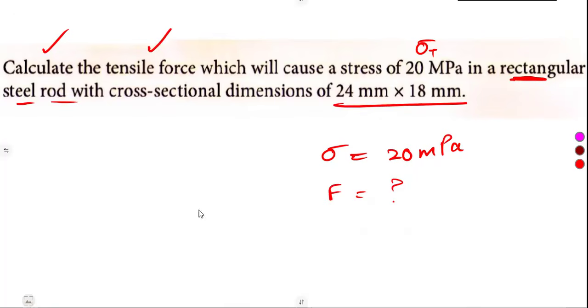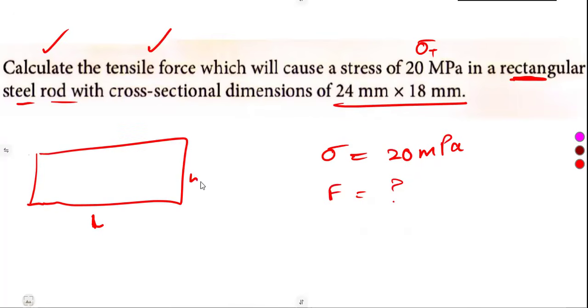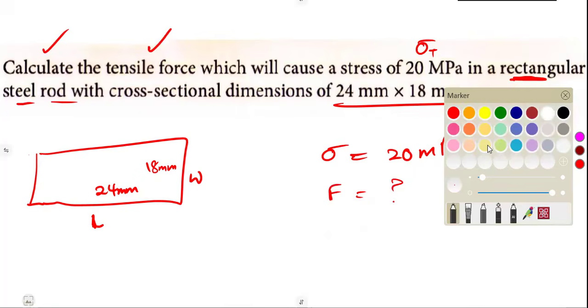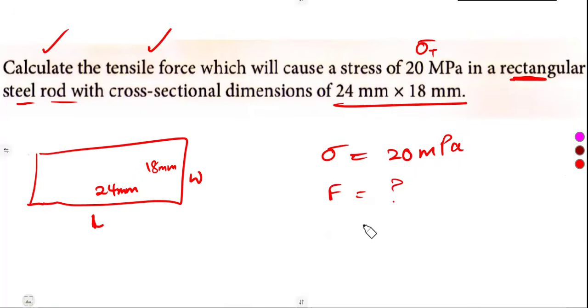Rectangular. These dimensions are from a rectangle, where we do understand there is length and width, or length and breadth. So it has dimensions of 24 millimeters by 18 millimeters. So from there we can have the area. Okay, anyways, the question was to calculate the force. So remember, we have got the stress, which is actually a tensile stress according to the type of force that you're given. So as we have got force over area, we need the force.